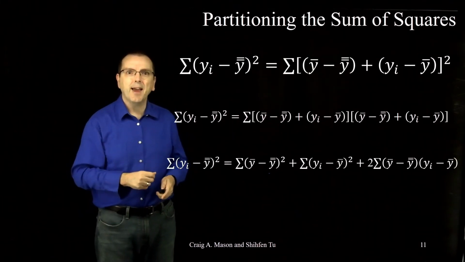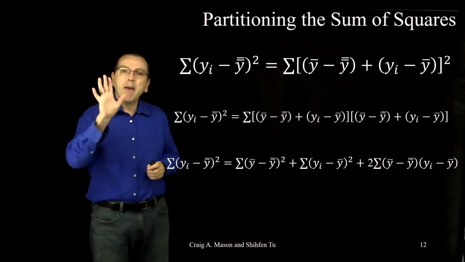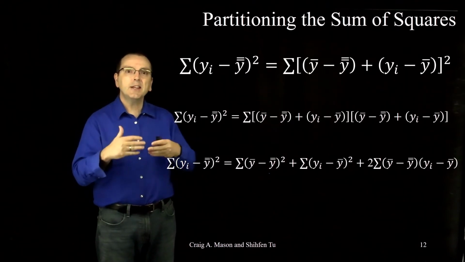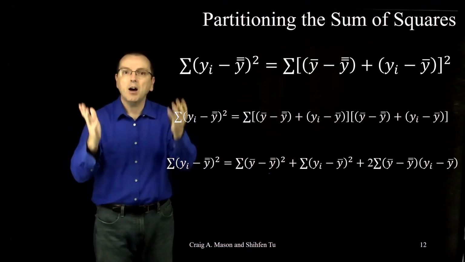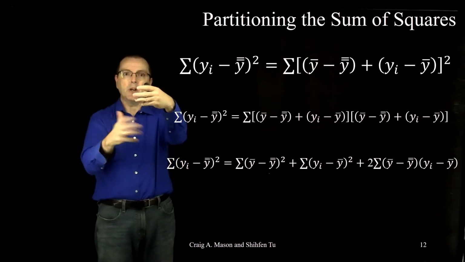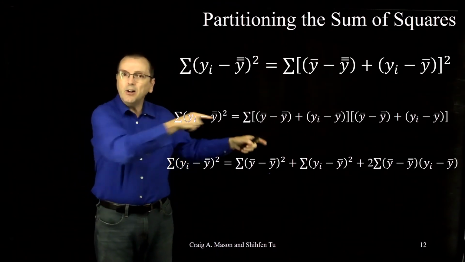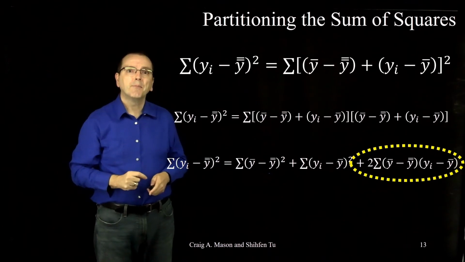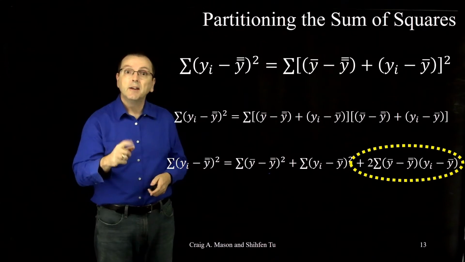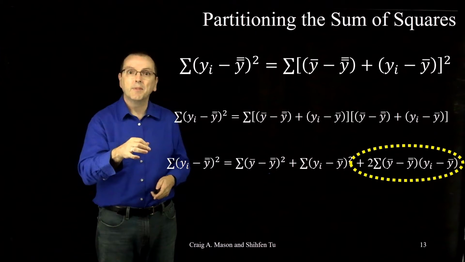Whew. Okay. Now, here comes the cool part. Think back to the characteristics of the mean. Remember that the sum of the deviations around the mean always equals 0. The values above the mean and the values below the mean always cancel out in the end. And look closely at this last term. It's the sum of deviations of group means around the grand mean times deviations of individual scores around the group mean.